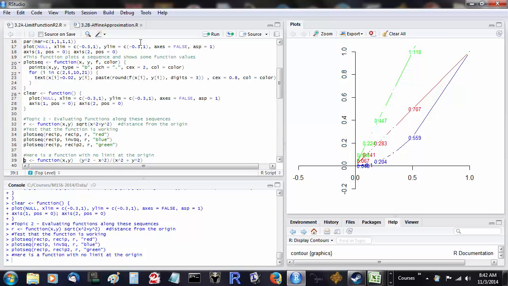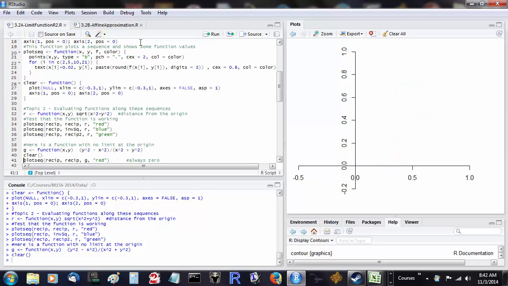Now, here is one of the best known functions with no limit at the origin. You can see if you plug in x equals y equals 0, you get 0 over 0, and in fact there is no way of defining a value at the origin that will make this function continuous there. Here's why. Clear the plot, and we will move in along the line y equals x by using the same sequence for both x and y.